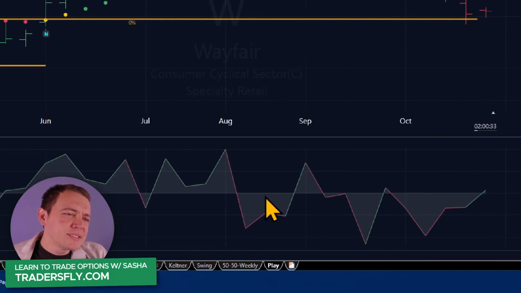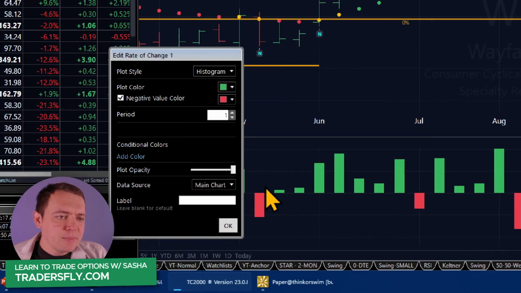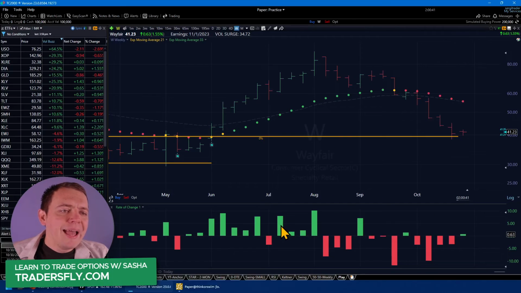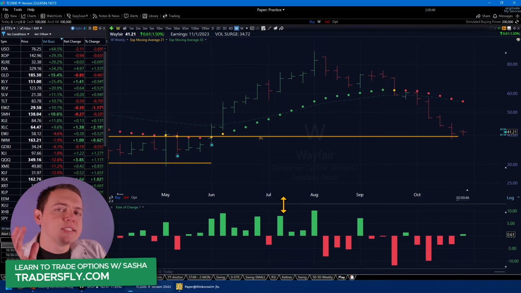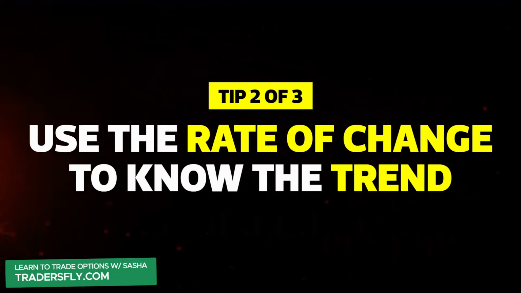Area also, it kind of is like a line thing, so I don't really use that. So for me, I think histogram is really nice, and that's a nice starting point. Now, how can you really use this? One of the ways to use this is looking at it from understanding the trend.